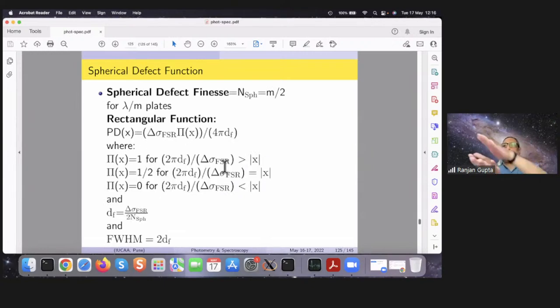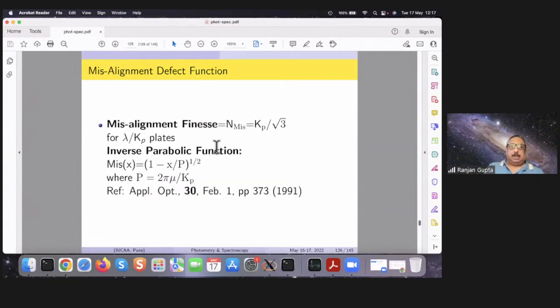Then the plates could be sagging. Now you will see that, okay, this is glass, so how can it sag? But you see, we are talking of angstroms. So even slight sagging will give rise to the broadening of the instrument effect. So this is again a rectangular function. These can be derived. And then, as I said, misalignment.